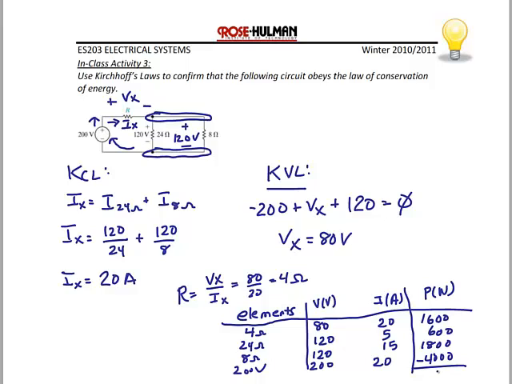And finally, we sum the powers. And we see that it does add to 0, so our circuit obeys the law of conservation of energy, and we can assume our solution is correct. This concludes Lecture 2-1 on KVL and KCL.